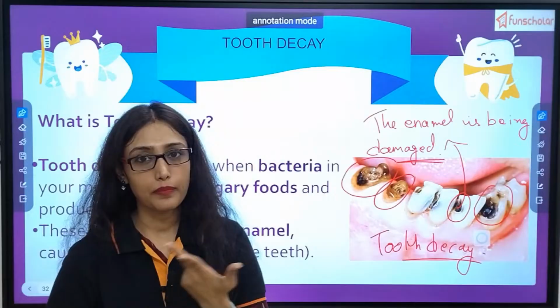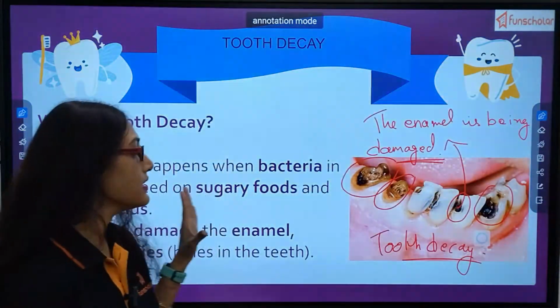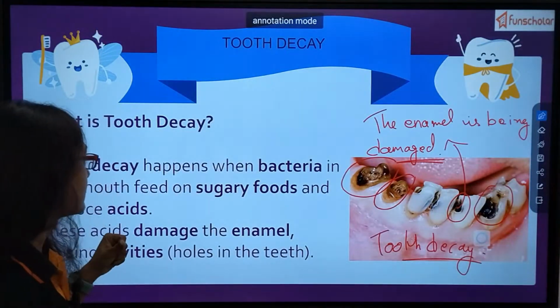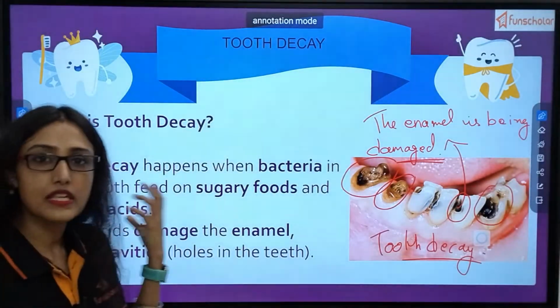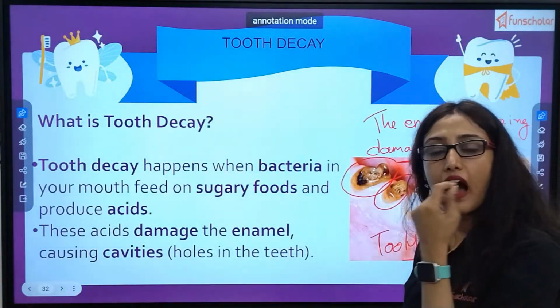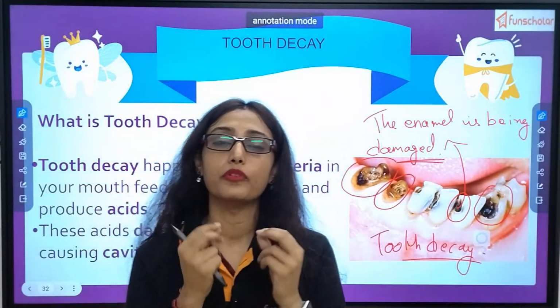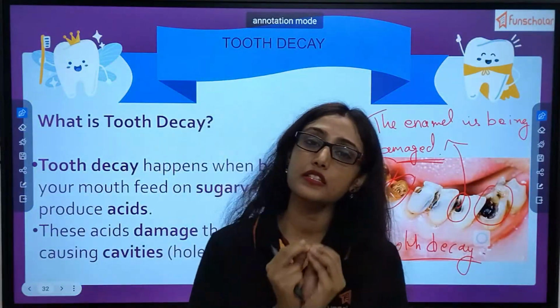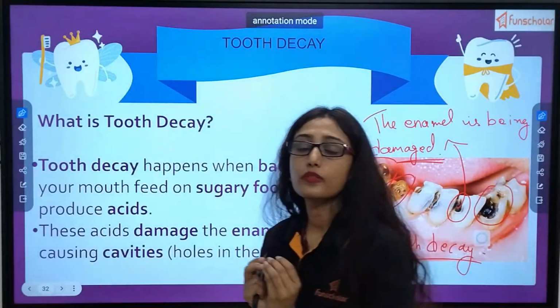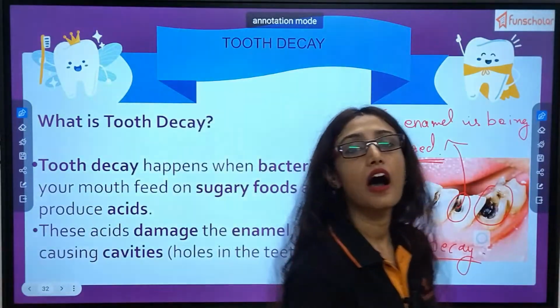But it is covered by a protective layer, that is enamel. But what happens if you keep eating sugary things? Sugary things produce acid in your teeth, and the outer hard covering is damaged by the formation of too much acid. That is why you are asked to brush your teeth regularly twice a day.